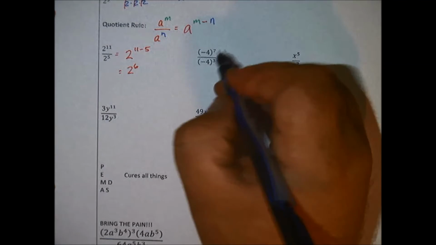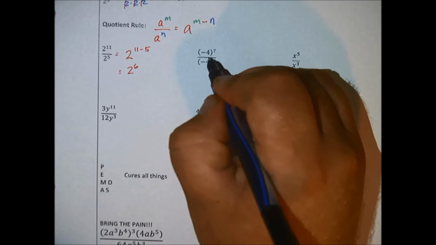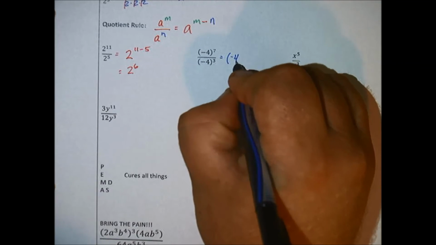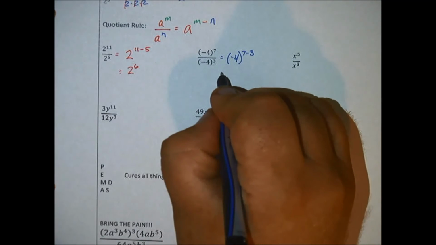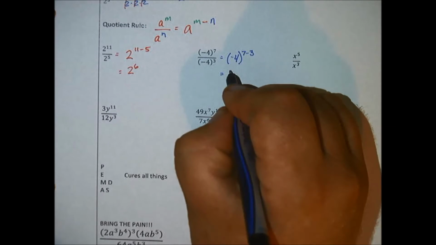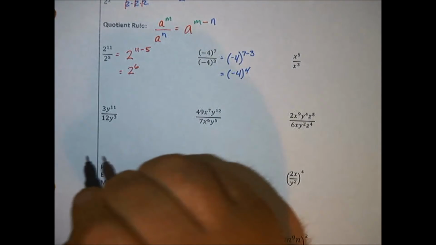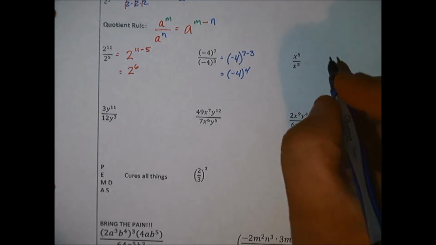Next one. I have negative 4 to the 7th, negative 4 to the 3rd. Notice, same bases. That's very important. That's going to give me negative 4 to the 7 minus 3. So 7 minus 3 is 4. So I have negative 4 to the 4th. Okay, we've got to speed things up here.